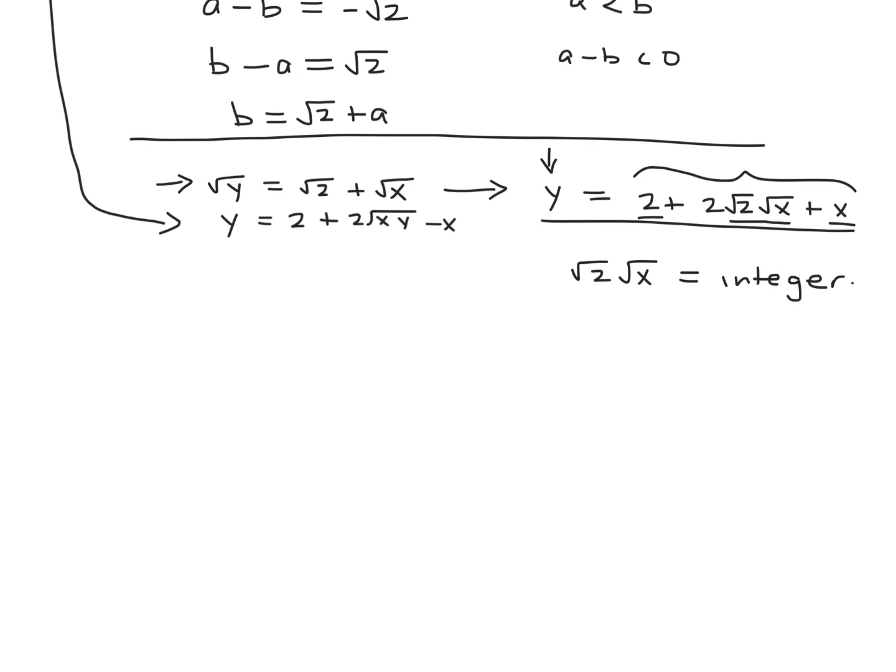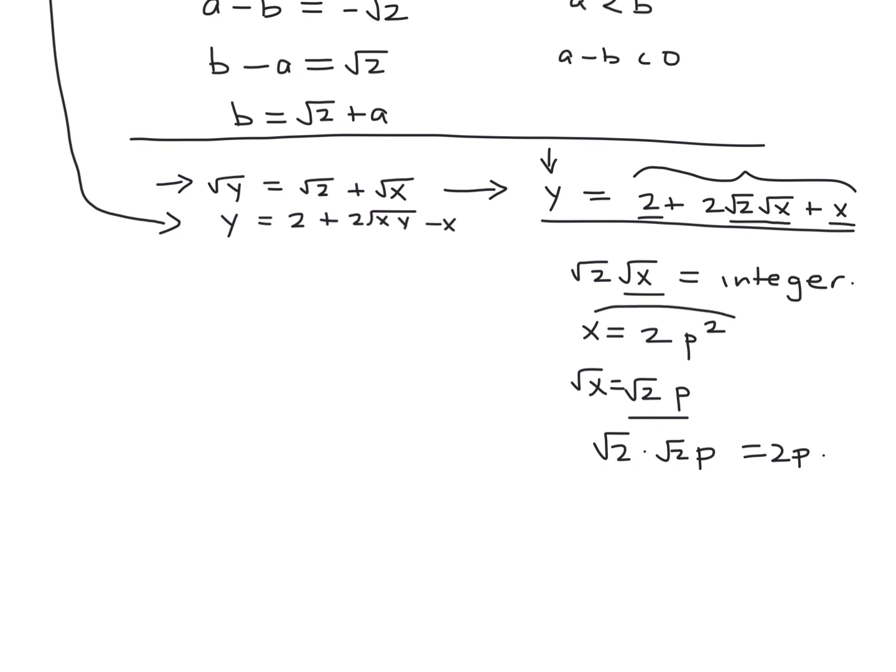You got it? And the only way that's possible is if x has a root 2 in it. Like if x is equal to 2 and then some square. So for example, that means that root x would be root 2p, and then if you put this here, root 2 times root 2p would be 2p, and making that an integer. So this is a very important conclusion here.